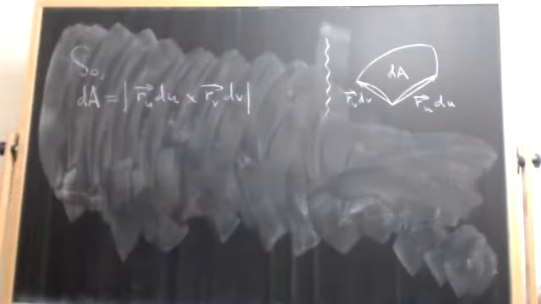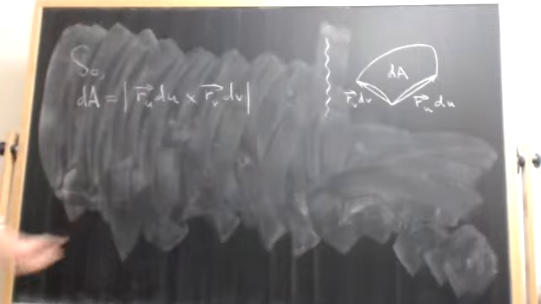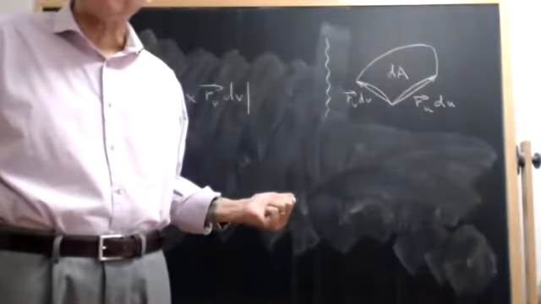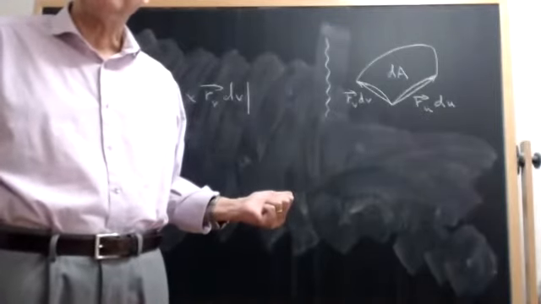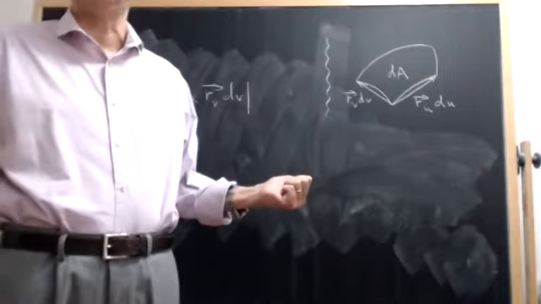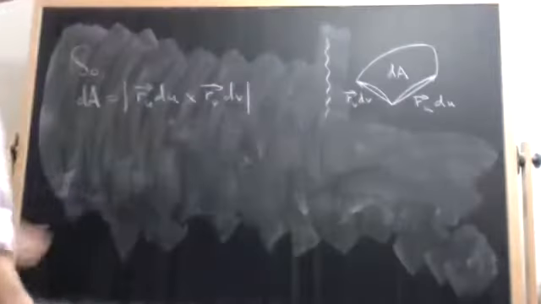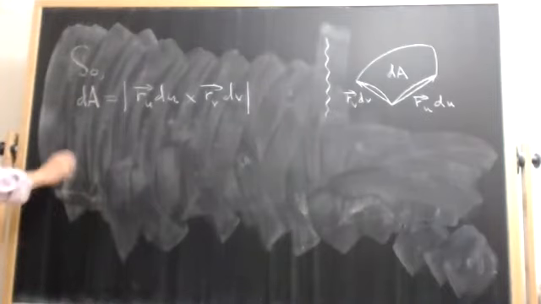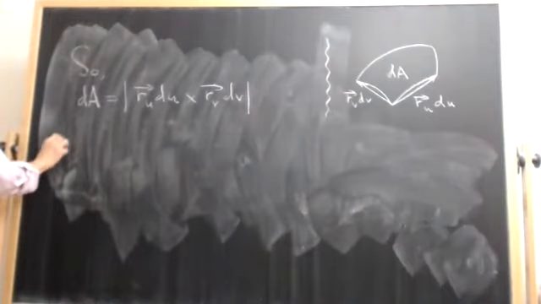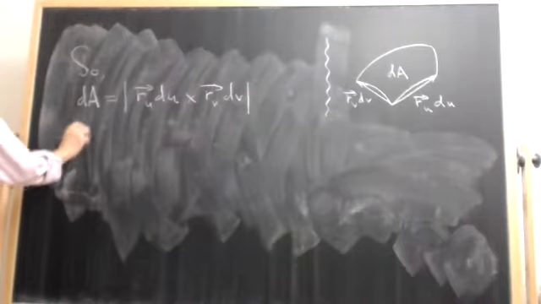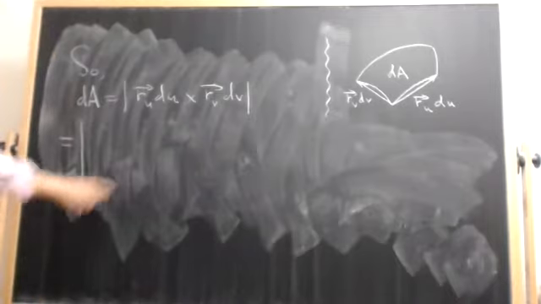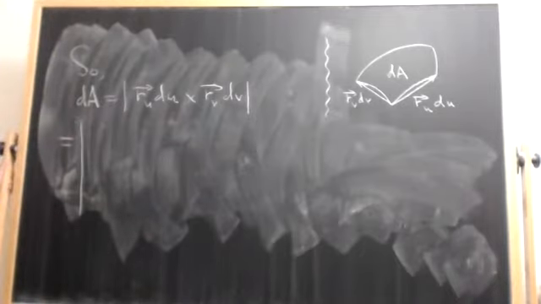Okay. But it's not good to leave the answer like this because it's difficult to work with it. So we have to simplify this. So what is it? It's the length of the cross product, right?